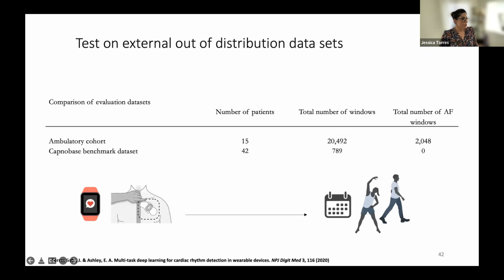At the time we were incorporating this external data set, another benchmark data set came out that had this type of signals. They were all normals, but we decided to include this in our external validation to see how our model would work on different devices and also in different settings.